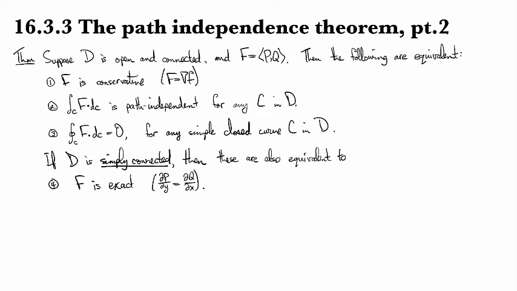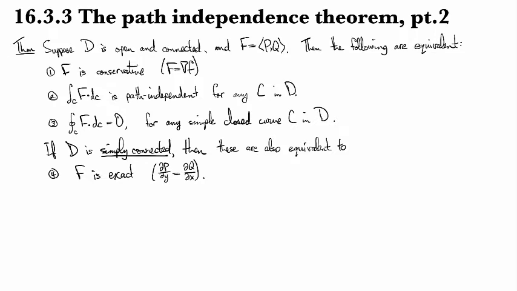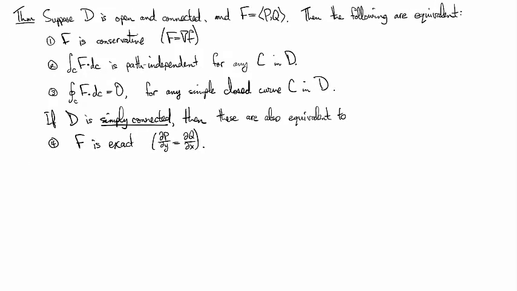Okay, so we return to the path independence theorem, and now I'll talk about some of the reasons for why these numbers 1 through 4 are actually equivalent to one another, because they don't really look the same, right? But it turns out they all mean essentially the same thing. We won't go through all of them, but I do want to talk about a couple of them.